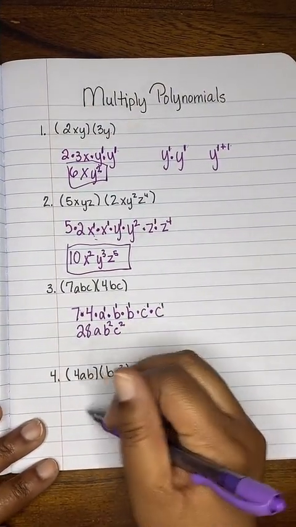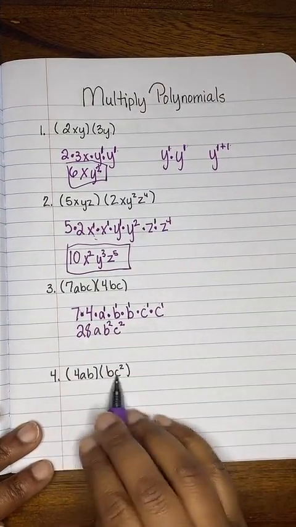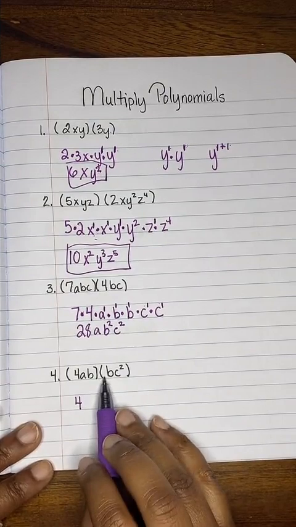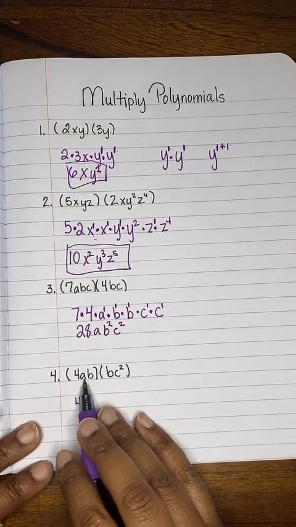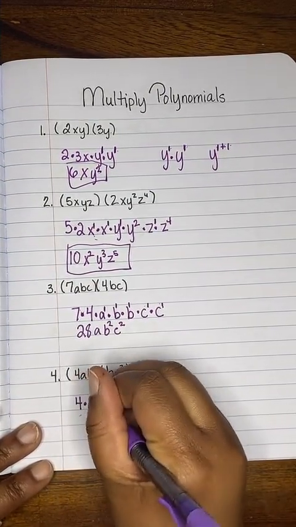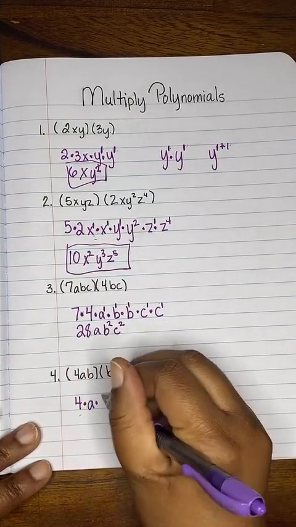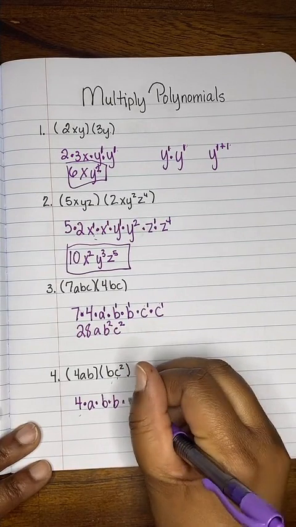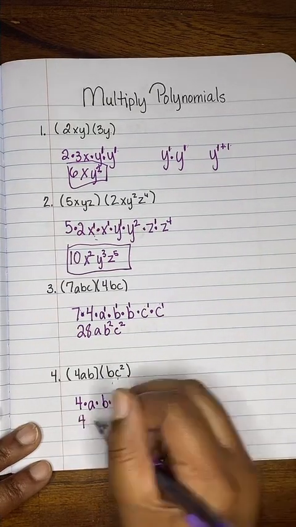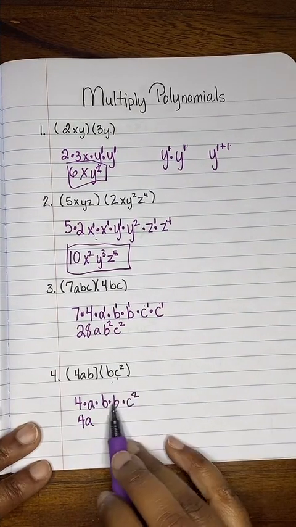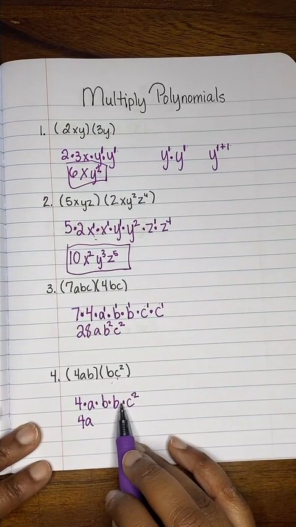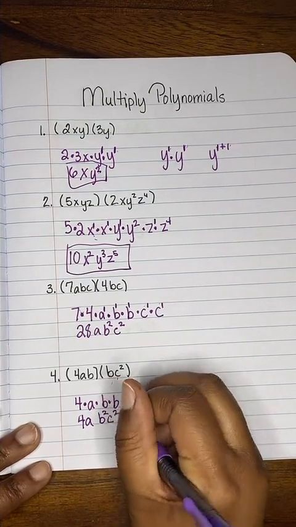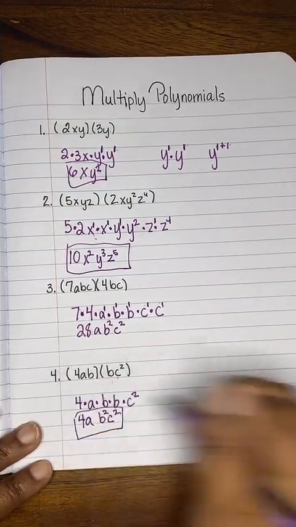So let's look at this one. So we're going to do 4. We have no number over here, so we just put a 4. We have only one A, so times A. And then we have 2 B's, so B times B. And we have a C squared times C squared. So we have a 4A, and then we have a B squared, and then C squared. And this is our answer.